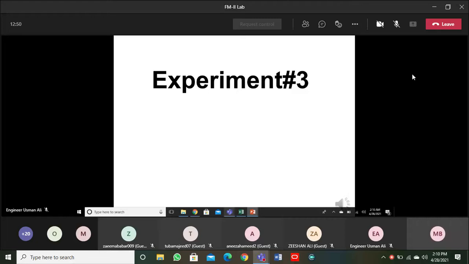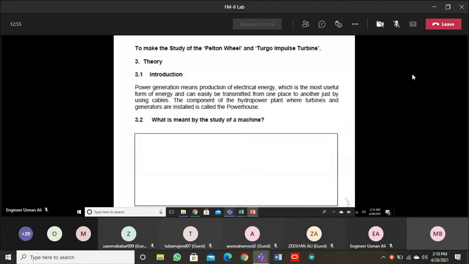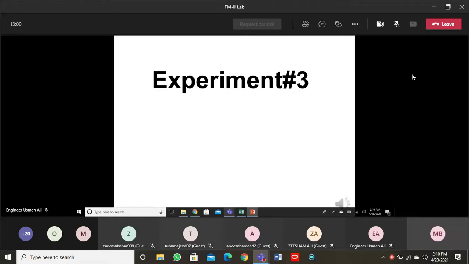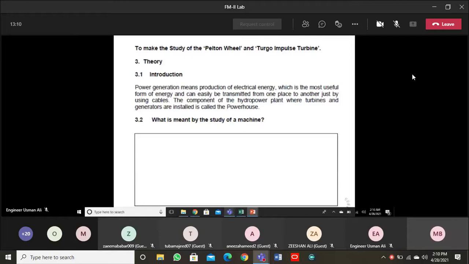So experiment number 3 that we are going to discuss today is to make the study of the Pelton wheel and the turbo impulse turbine. In this experiment we will not perform anything. The experiment is just the study of the mentioned machines. So we are focusing on the Pelton wheel and the turbo turbine.